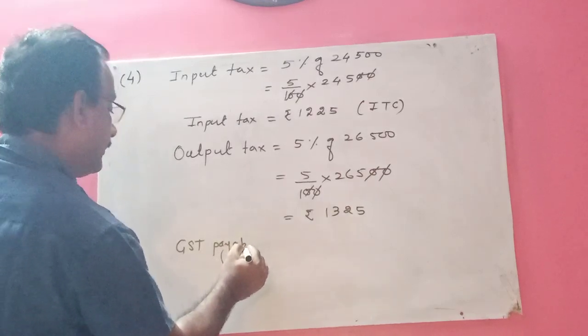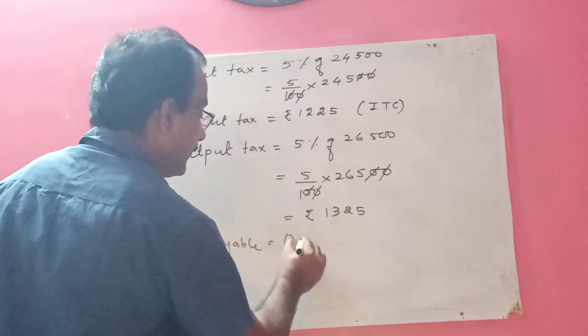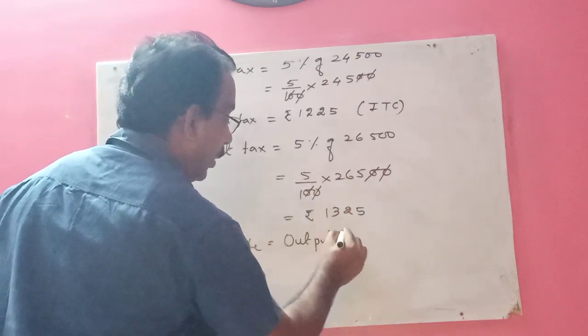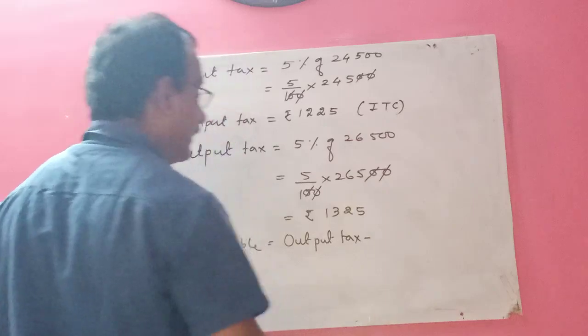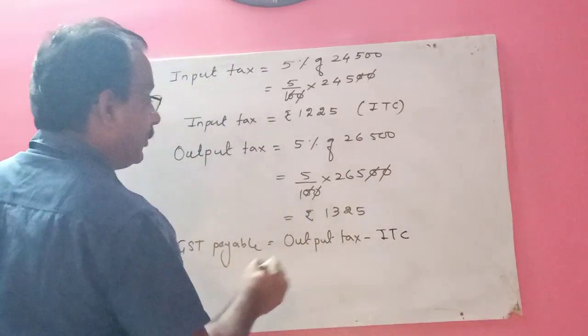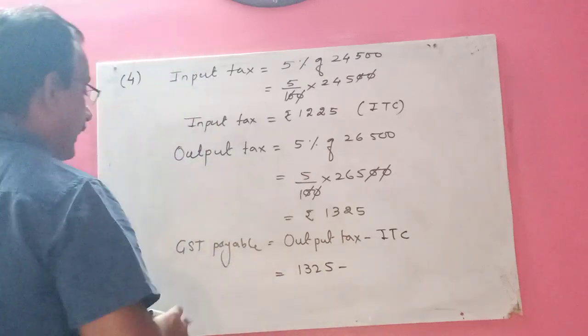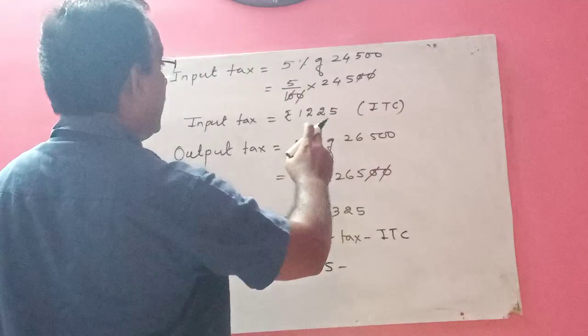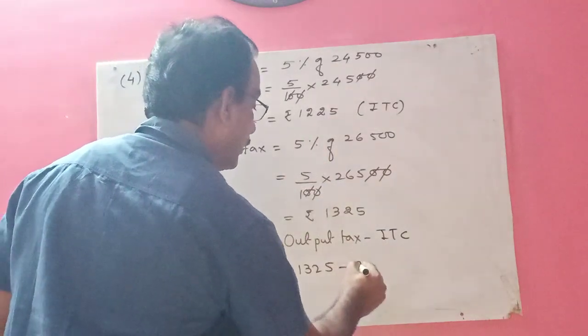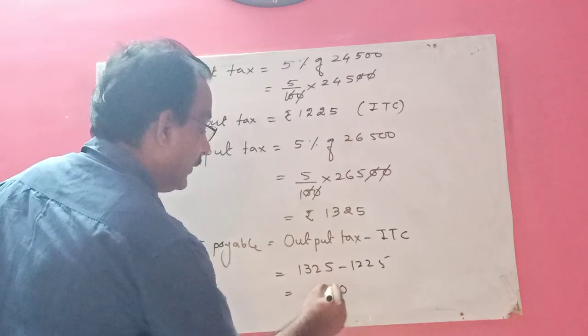GST payable is equal to output tax minus ITC. So output tax you have 1,325 and input tax you have how much here? 1,225. So this is 100.